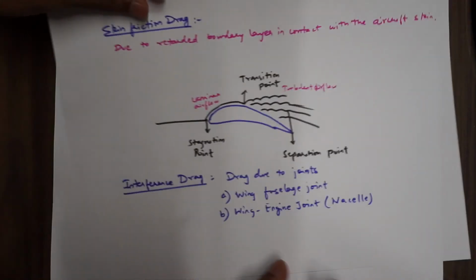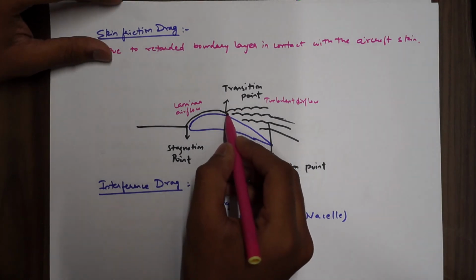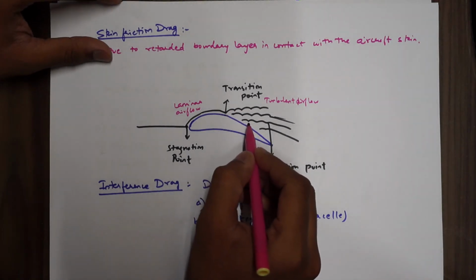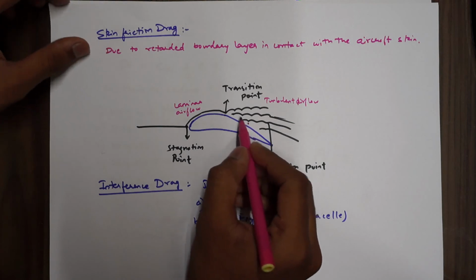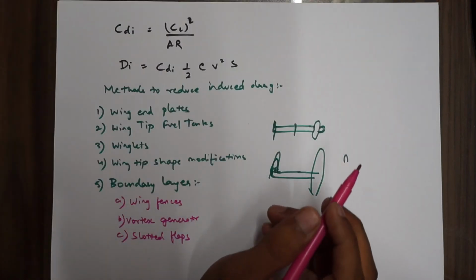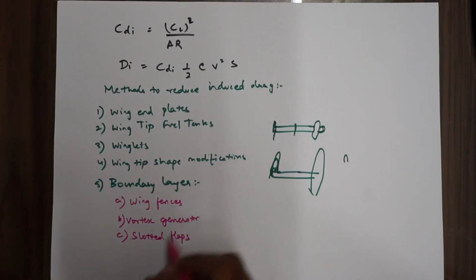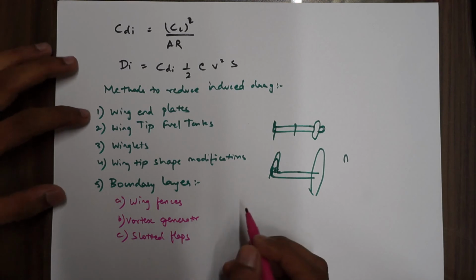If you remember saying this, if we delay this transition point further beyond somewhere here, then your induced drag reduces. So basically, delaying the position of the transition point will help us reduce the induced drag. Using these wing fences, vortex generators, and slotted flaps, we can move the transition point beyond a certain value so that the induced drag is reduced. Now how? We'll just see.